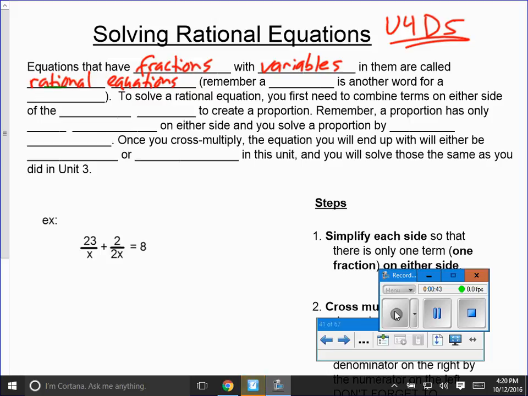Again, rational has the word ratio in it. Ratio means fraction. That's where we get the idea. Rational equation, ratio, fraction. Equations with fractions.